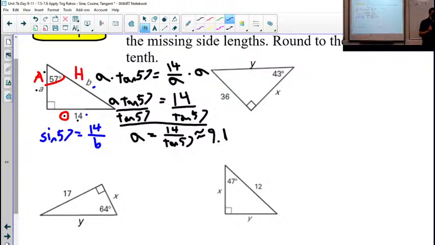We picked sine because we know opposite. We want to figure out the hypotenuse. And sine can talk about opposite and hypotenuse. We're going to solve the equation. Again, I'm going to do it a little bit quicker this time. I've got a fraction. I want to get rid of it. I get rid of the fraction by multiplying by what's on the bottom. So we're going to multiply by b on both sides. B times sine of 57. On the right side, the b's cancel, and we don't have a fraction anymore. We just have 14.